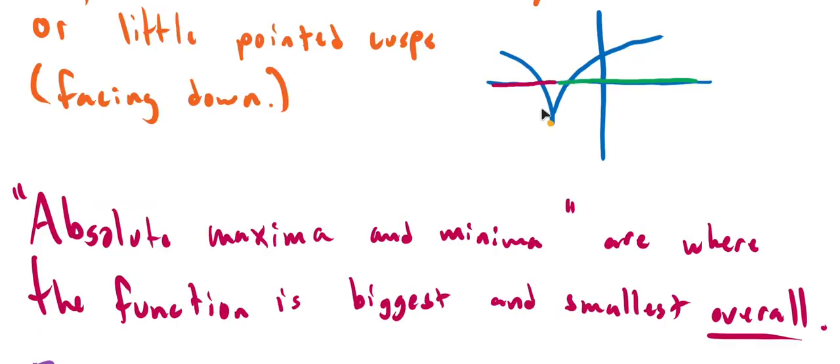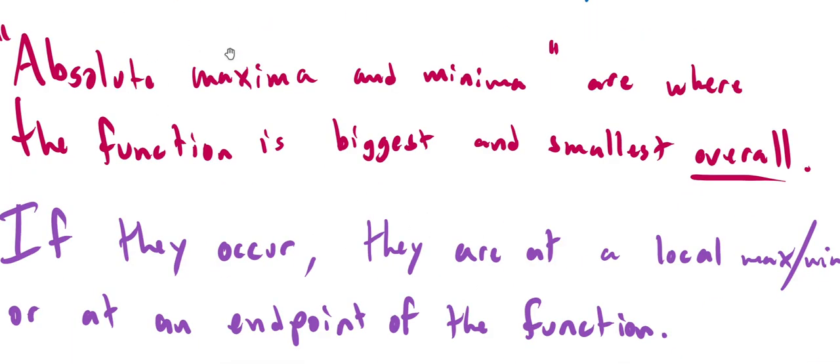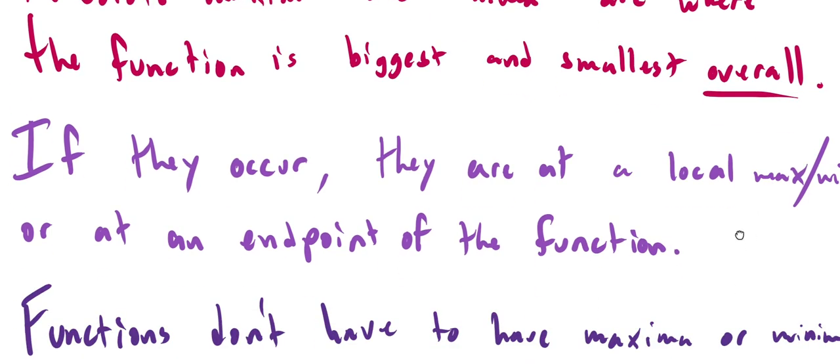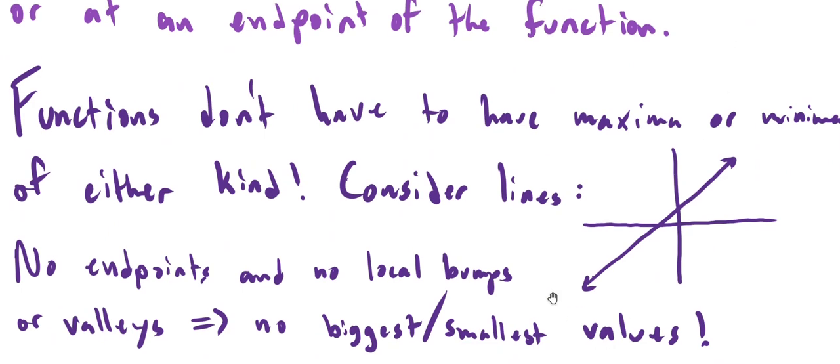Now, if these are how it behaves locally, how does it behave overall? What are the overall biggest and smallest points? Well, that's what we call absolute maxima and minima. Now, if there are absolute maxes and mins, they occur at either the local maxes and mins or at an endpoint of the function. So where the curve of the function starts and stops. But they don't have to have either.